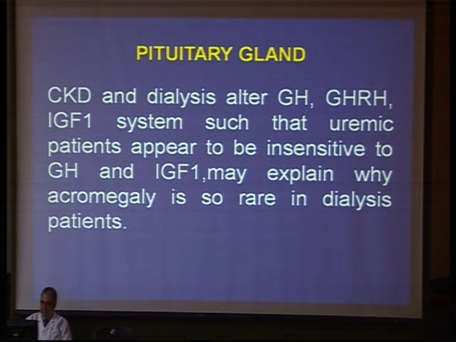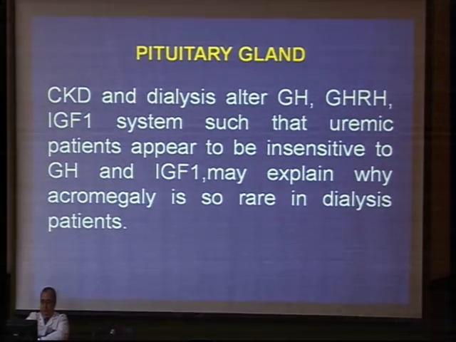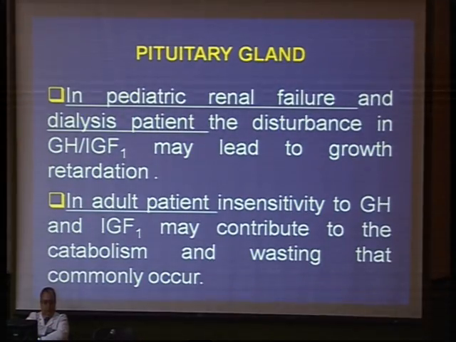What happens here with patients with renal failure? Patients with CKD and dialysis are found to have altered growth hormone and other hormones related to stimulation of growth hormone secretion, the growth hormone related hormones from the hypothalamus, and the mediator IGF1 system. Uremic patients appear to be insensitive to both growth hormone and IGF1. That might explain why, if patients have growth hormone oversecretion, there are no acromegaly symptoms, coarse features, or organomegaly. This is so rare in dialysis patients.